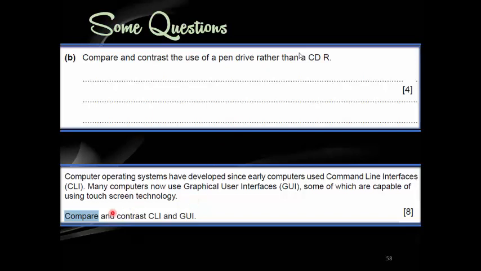Another question: compare and contrast CLI and GUI. We talk about their similarities, talk about their differences, and you must talk about the two, and then give at least 8 points about them. Please, I will recommend you give more than the number of points given. You can highlight your points and then develop them, especially in evaluation questions. Okay, 1 to 10 is gone.